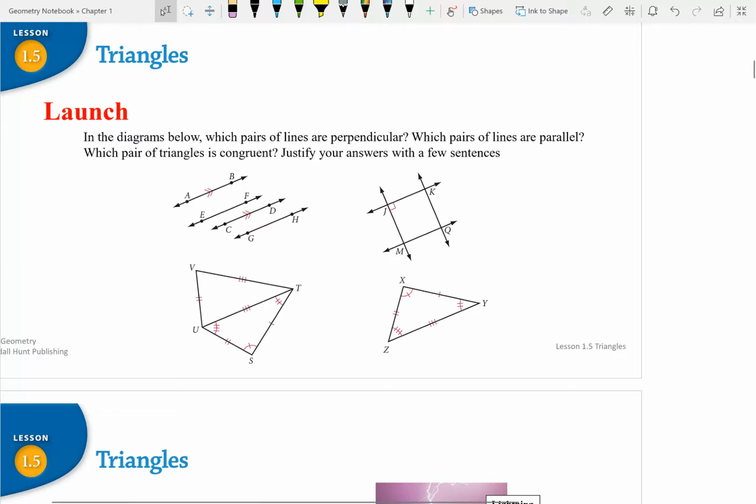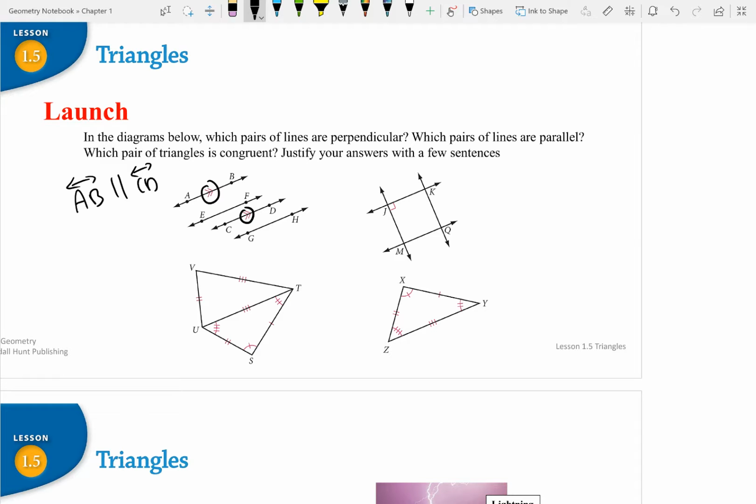As a launch, in the diagrams below, which pairs of lines are perpendicular? Which pairs of lines are parallel? Which pairs of lines are congruent? Justify your answers with a few sentences. So in this figure here, I can see that line AB is parallel to line CD, and the reason is because of the arrow markings. These arrow markings indicate they're parallel.